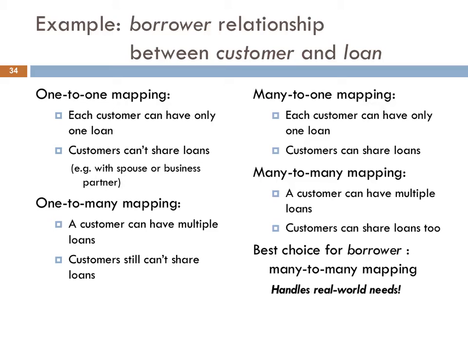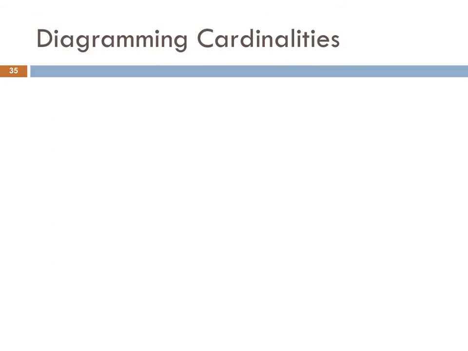Okay, so this is the kind of analysis you go through, and you sort of say, what are the constraints I'm trying to model? How do I actually satisfy those constraints? What constraints am I trying to model? Can I actually impose those constraints on my schema using mapping cardinalities, or keys, or participation constraints, which we'll talk about next time. Okay, any questions? Alrighty.